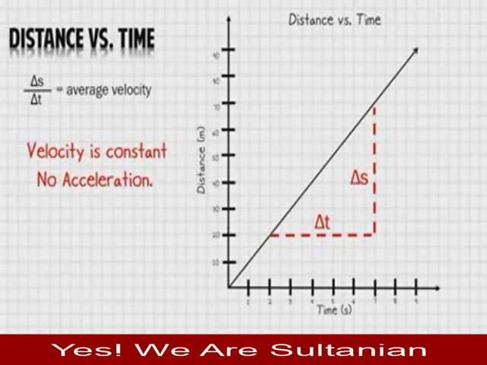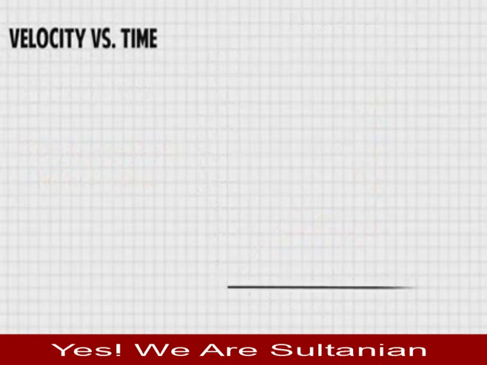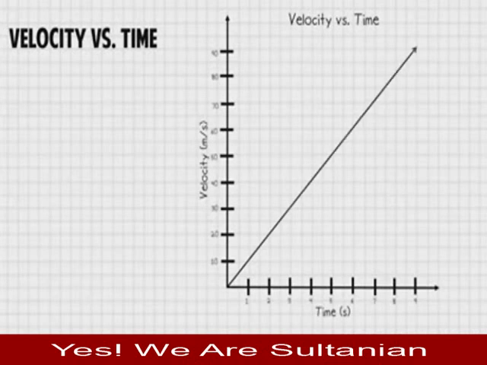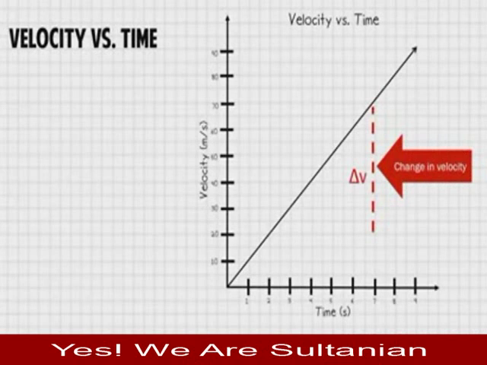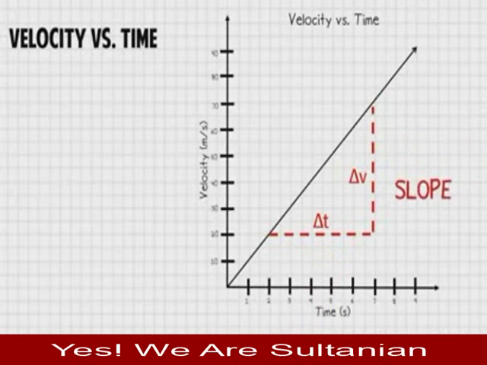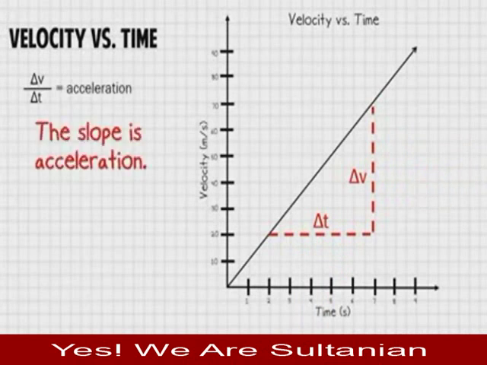All right, let's look at a velocity versus time graph now. In velocity versus time, we're going to label it up here. All right, let's put it together. Let's do that a little faster. And let's speed that up too. There we go. Now, in this case, we're going to look at our change in velocity and our change in time. That again is our slope, and therefore the change in velocity over the change in time is acceleration. That's right. In a velocity versus time graph, the slope is the acceleration.